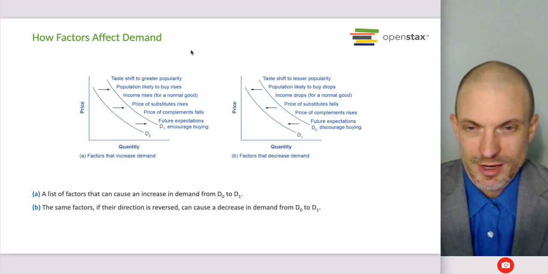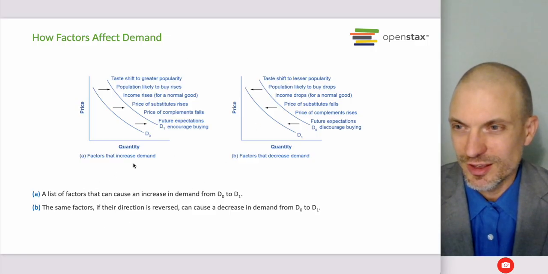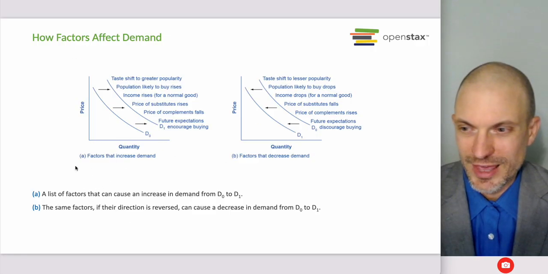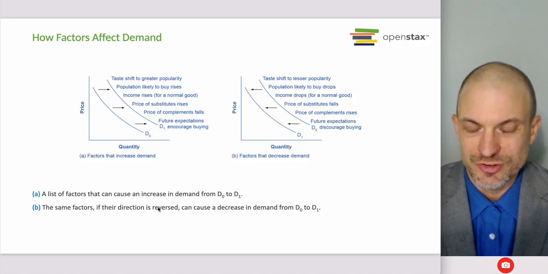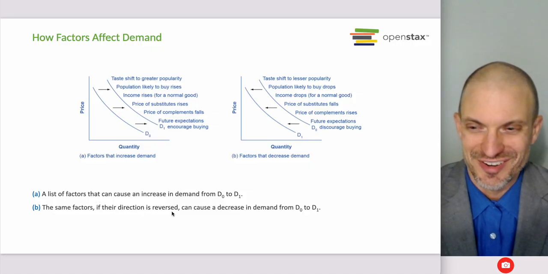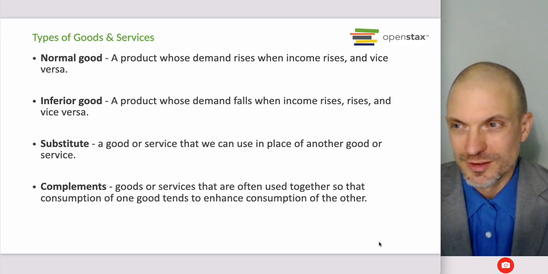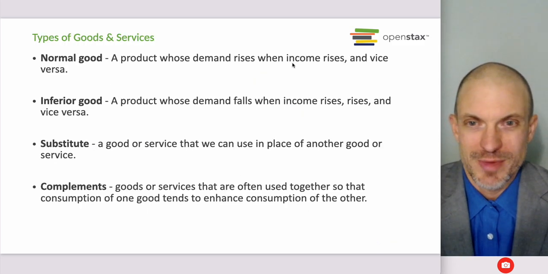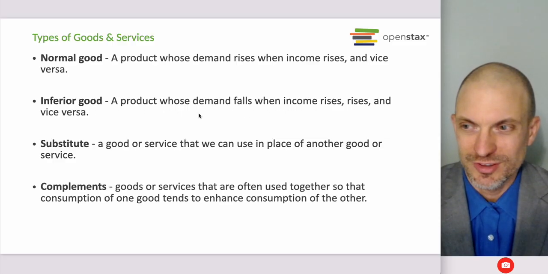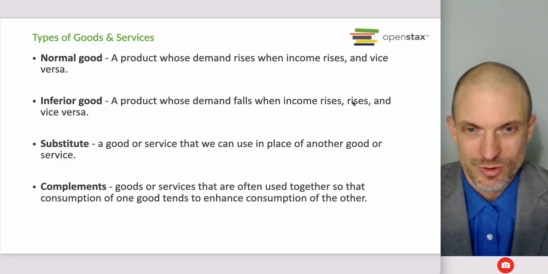All right. A list of factors. Panel A is a list of factors that cause an increase in demand. The same factors, if their direction is reversed, can cause a decrease in demand. Right. All right. So normal good is a product where demand rises, income rises, and vice versa. An inferior good is one where demand falls when income rises. I don't know what this rises means.